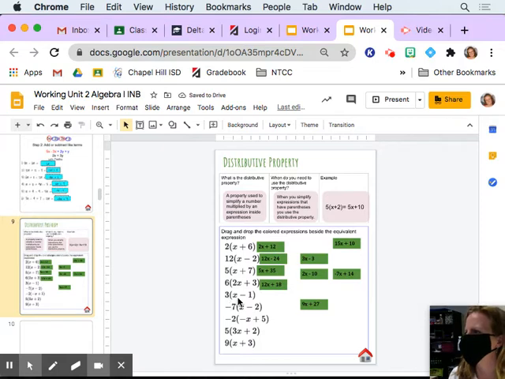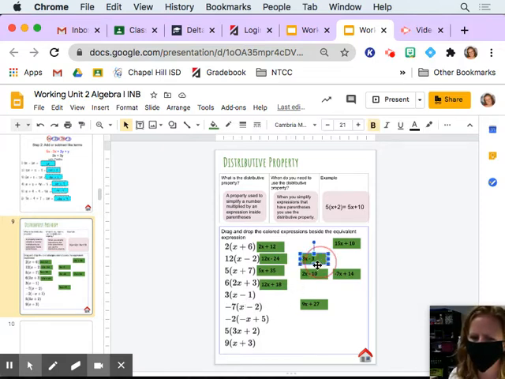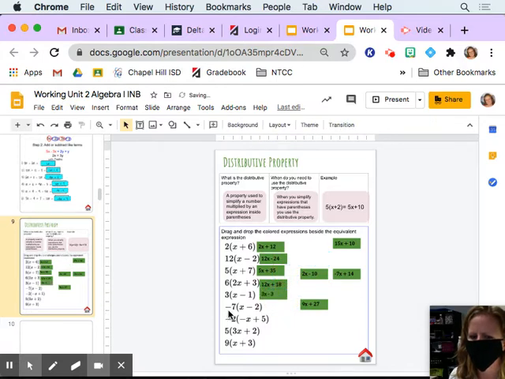Next one, 3 times x is 3x. 3 times a negative 1 is minus 3. I think we did this one together. Negative 7 parentheses x minus 2. So negative 7 times x.